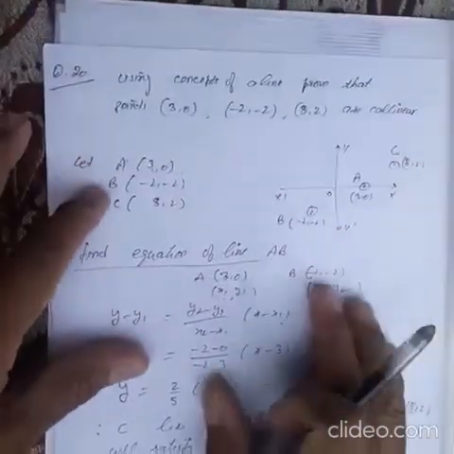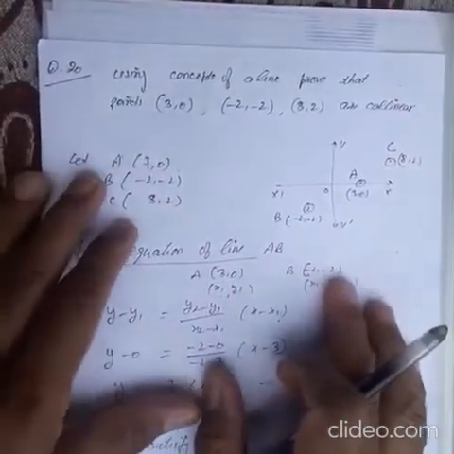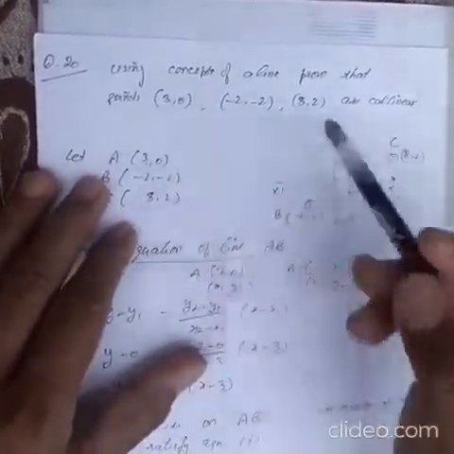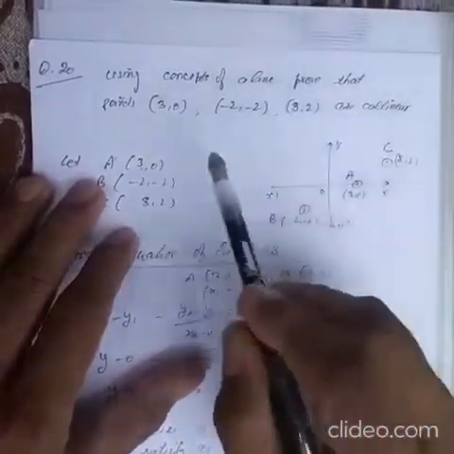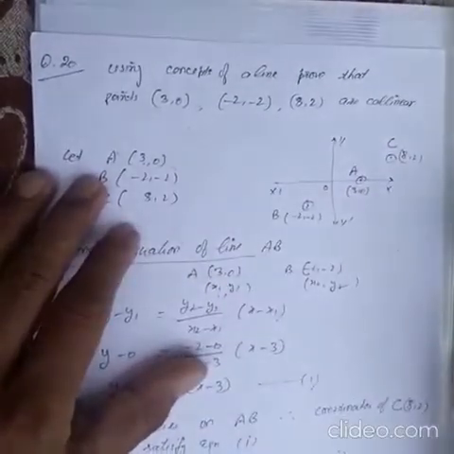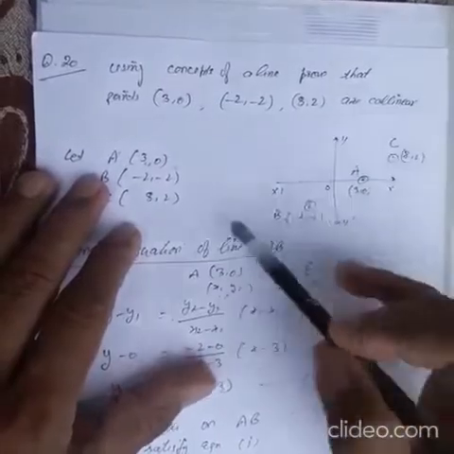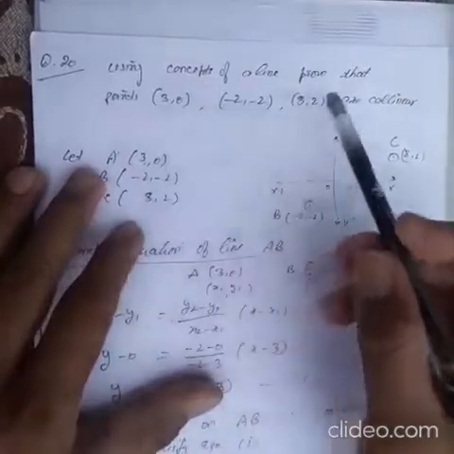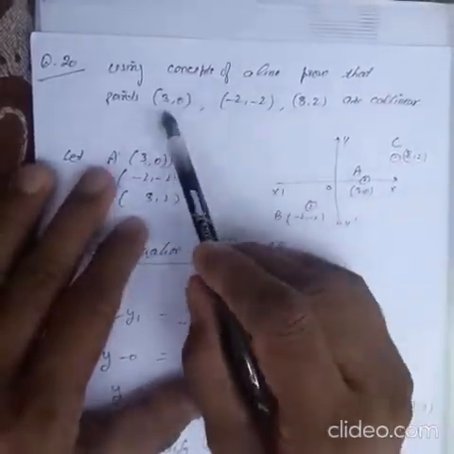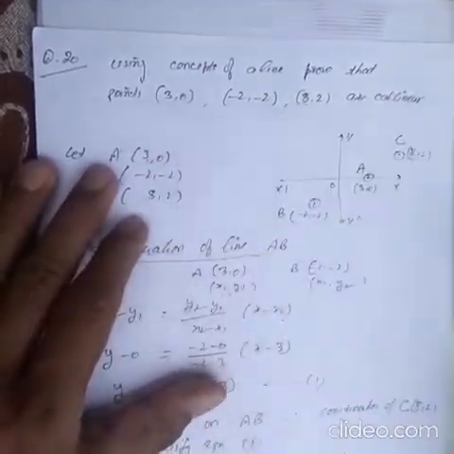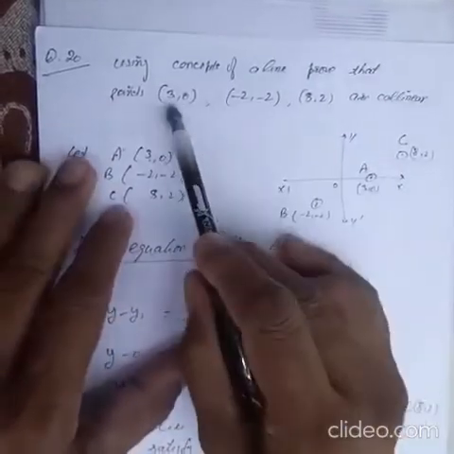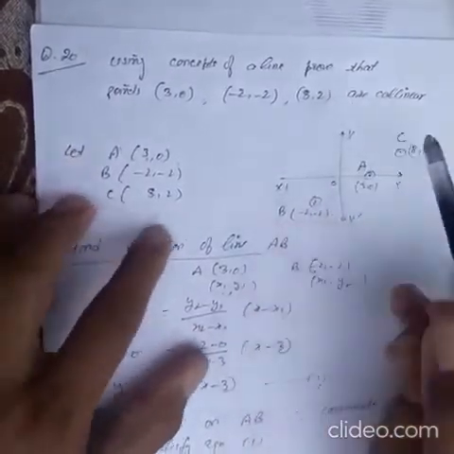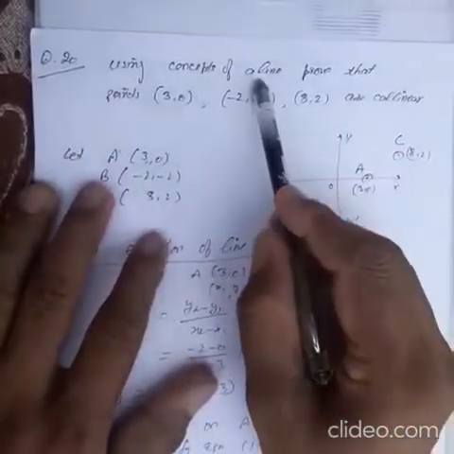On to question number 20. Using the concept of a line, prove that these points are collinear. So collinear points can be proved using many methods. When a method is mentioned, then you have to use the mentioned method. If a method is not mentioned, then you can use any method of your choice. So other remaining methods that we have used earlier: the area of the triangle formed by these points will be 0. This is also one method. The slopes of any two lines formed by these points will be equal. That is the second method. Now this is the third method, using a line.